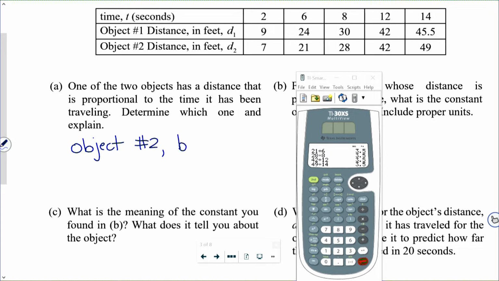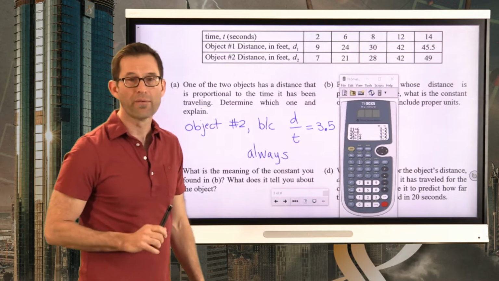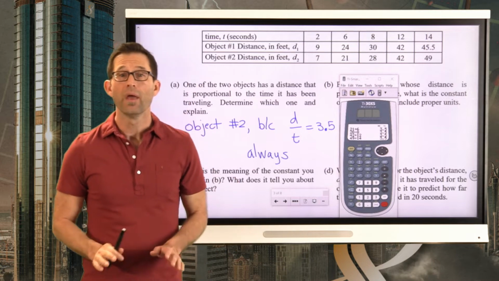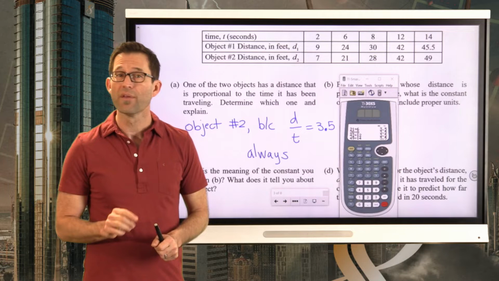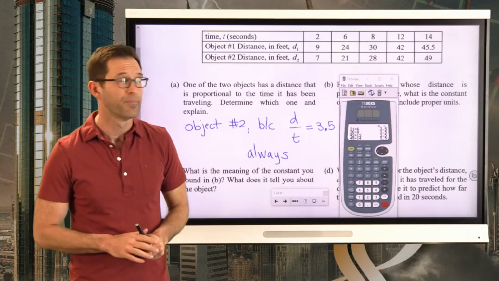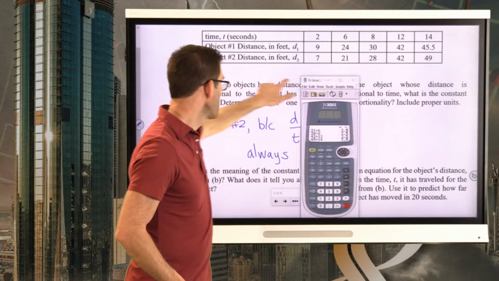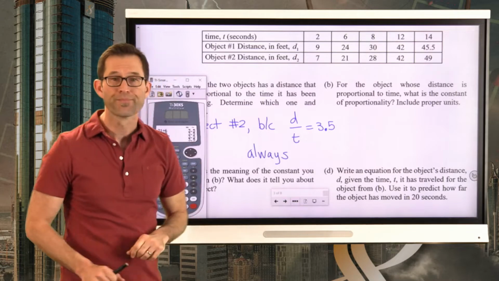And it's because d divided by t is equal to 3.5 always. It's not good enough to have two of them. If even one of those didn't turn out to be 3.5, then we would know that the distance wasn't proportional to time. Let's take a look now at letter B.